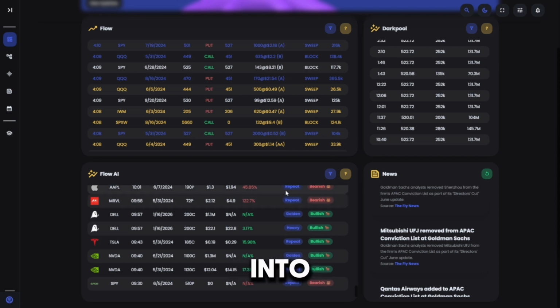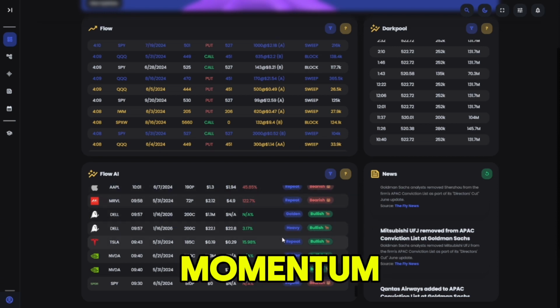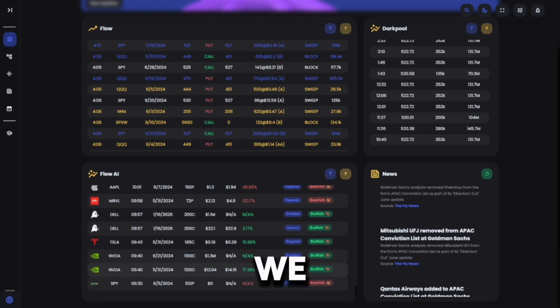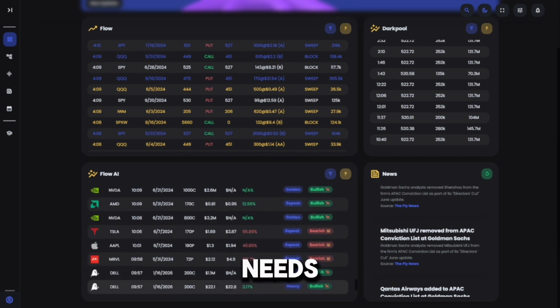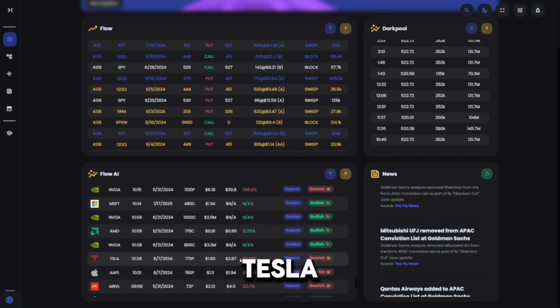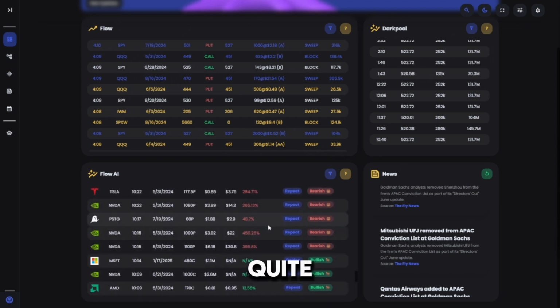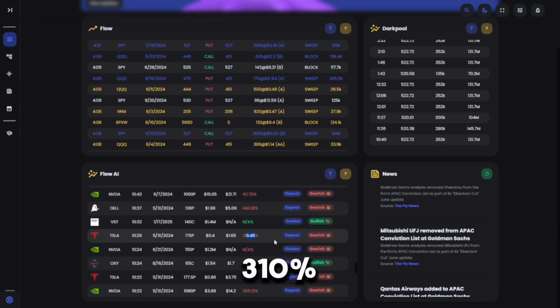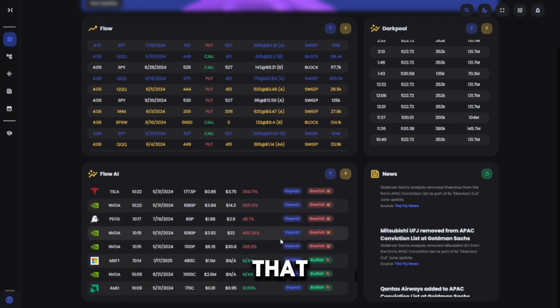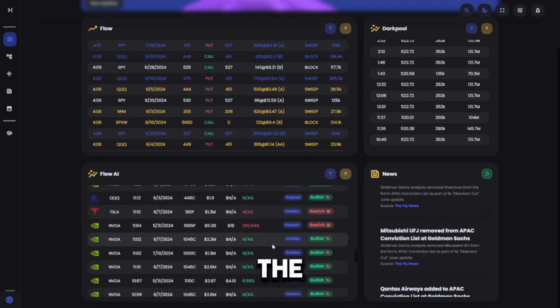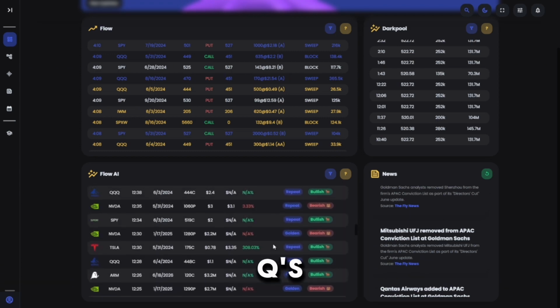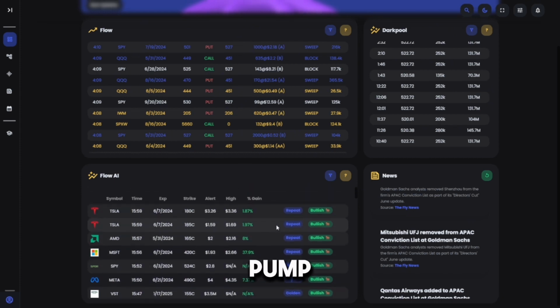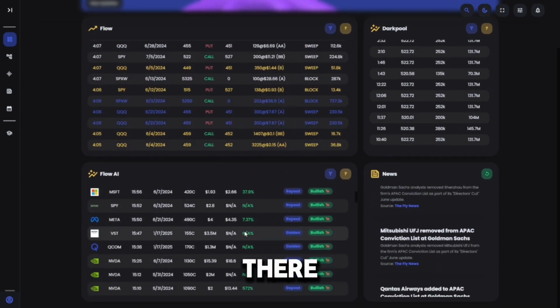And if you're not really into finding those lagging type moves and you're just a momentum or day trading kind of person, we also have a bunch of alerts that can suit your needs for that too. So you can see here throughout the day, Tesla puts, they ran up quite a bit. So we have some that went 300% almost. Yeah, you can see right here, 310%. We also have these NVIDIA puts that ran 450%, 400% here. And a little bit closer towards the end of the day, we had a bunch of Q's calls that came in. So if you guys remember that Friday pump we saw in the power hour, there was a lot of Q's calls.